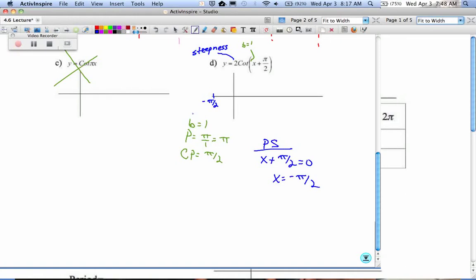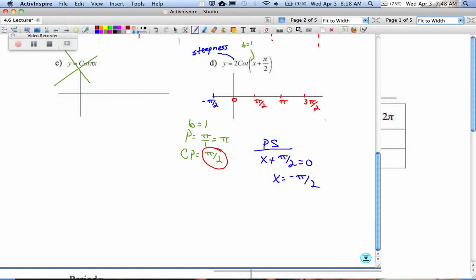Now I'm going to switch colors to show you that we're going to now space them every pi over 2. So what's negative pi over 2 plus pi over 2? 0. So this time, we are going to land right on the y-axis. Now add another pi over 2. Add another pi over 2. Add another pi over 2. So the one blue one is your first critical point, and then we did 4 more.